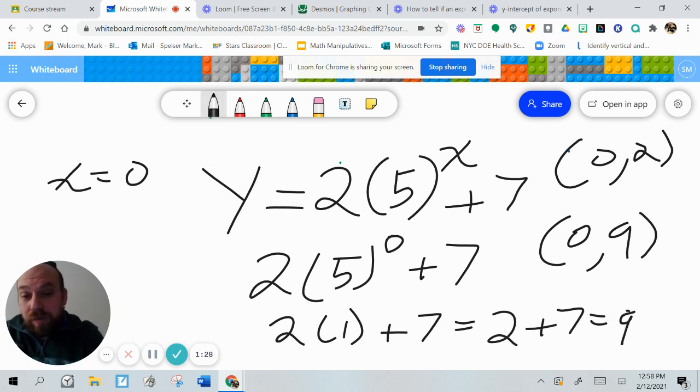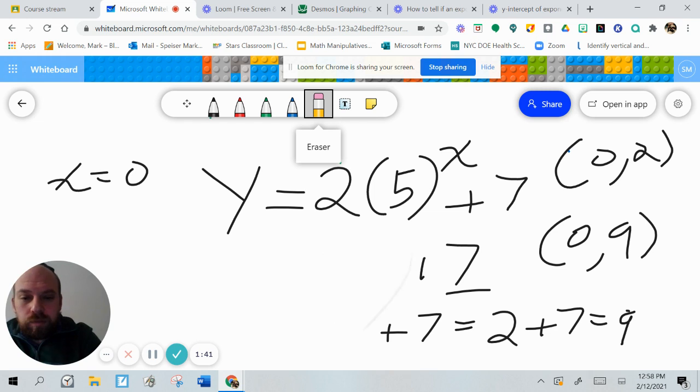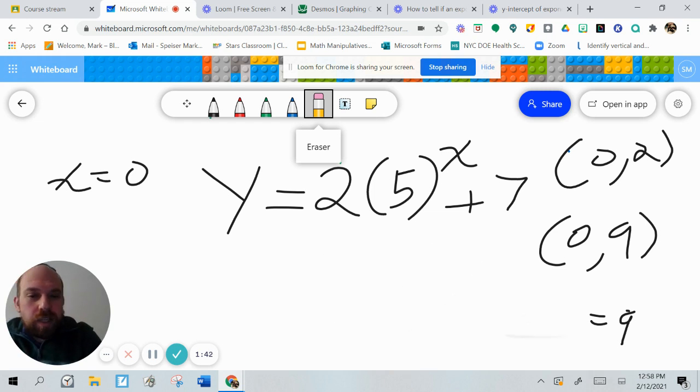So the shortcut, without anything as our power, is you just add these two numbers. 2 and 7 is 9. That's an example where there's just a vertical shift. And we'll do the horizontal shift in 2 ways.